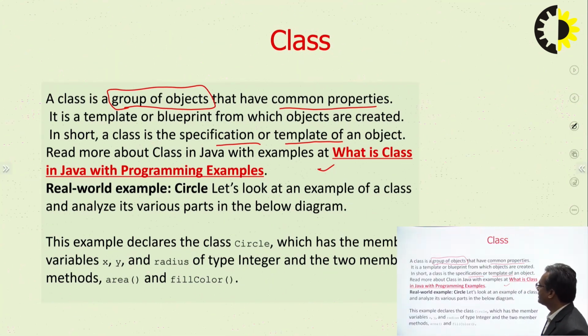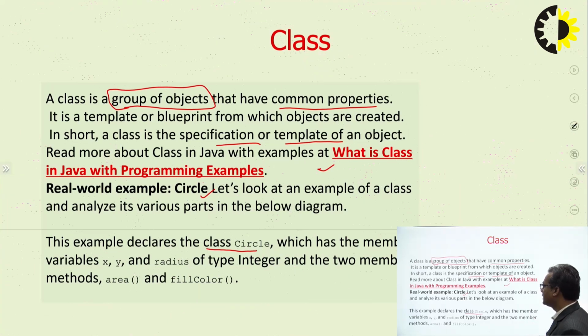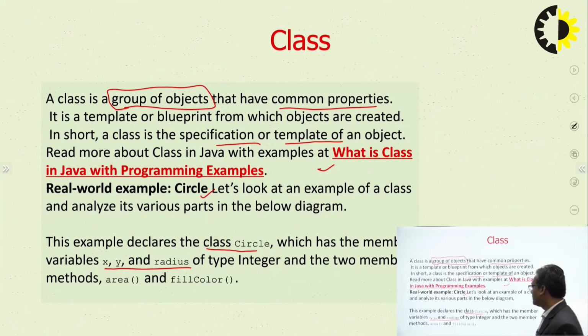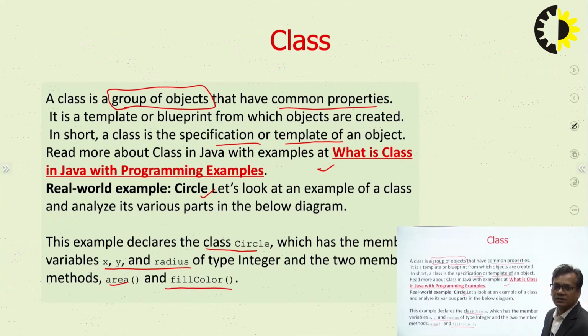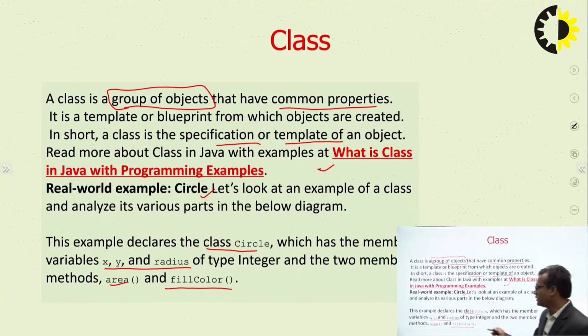A real world example like a circle can be an example of a class. This example declares the class circle, and its member variables are x and y and radius, which may be of type integer or float, and the two method members are area and fill color. So you can find out the area of the circle and you can fill some colors of the circle with the help of these two methods.